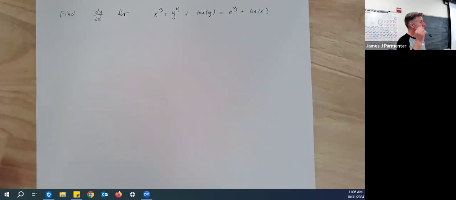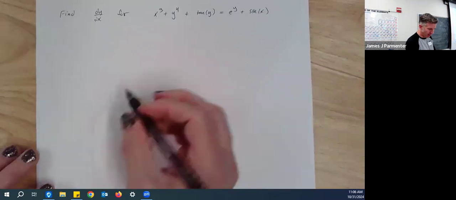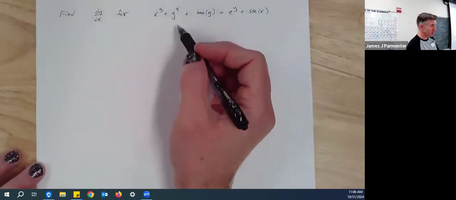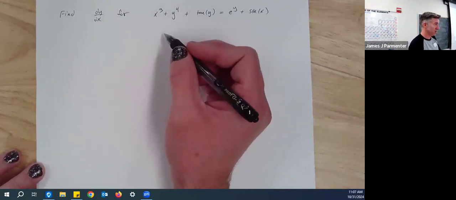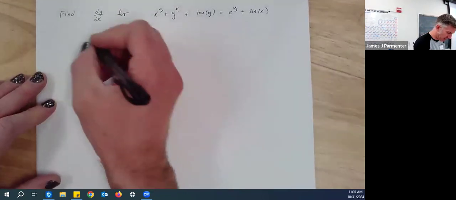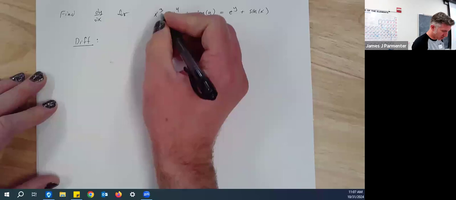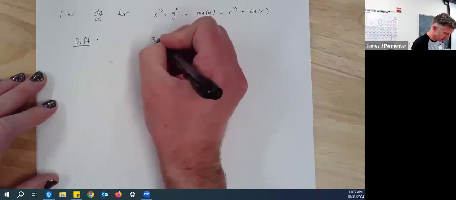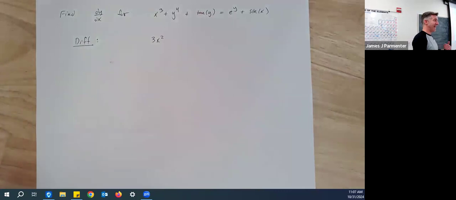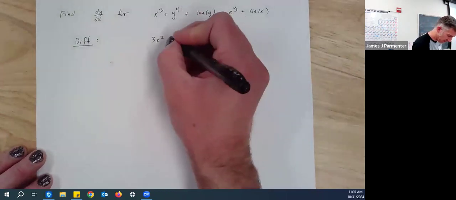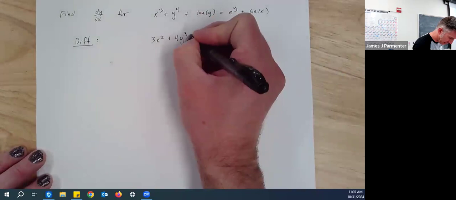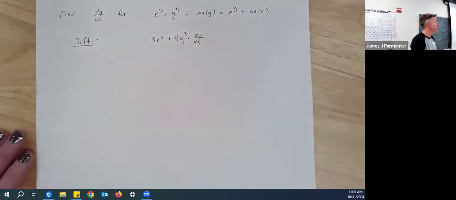So when you look at this in your head, you should be saying y is my stuff. Y is my function of x. So when I have y to the 4th, the derivative isn't just 4y cubed. The derivative is 4y cubed times the derivative of my stuff, which is the derivative of y, which is y prime. So when I start differentiating both sides, the derivative of x cubed is just good old 3x squared because the variable we're differentiating with respect to is x. But the derivative of some stuff to the 4th power is 4 times my stuff to the 3rd power times the derivative of my inside stuff.